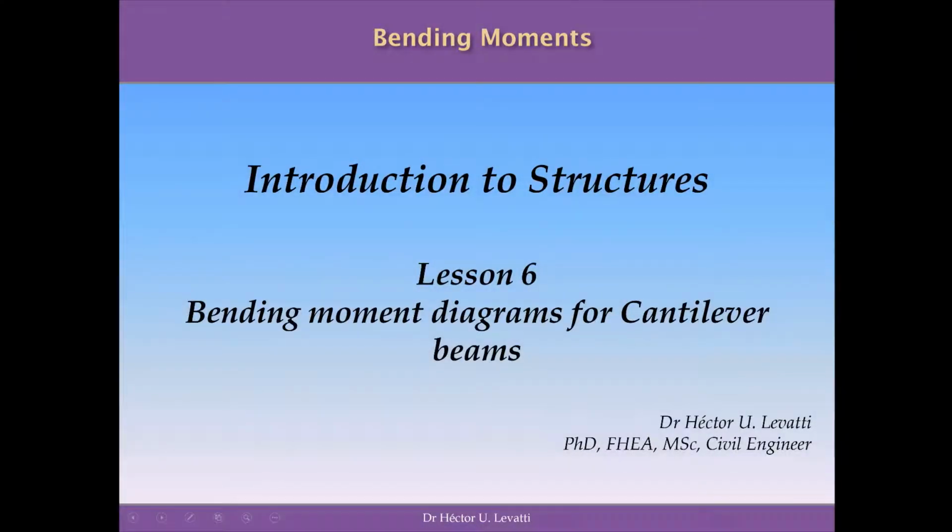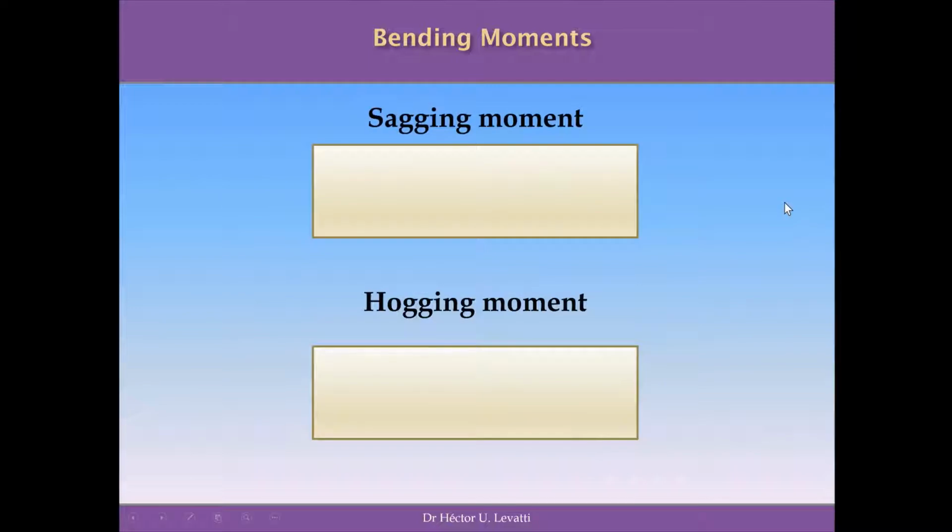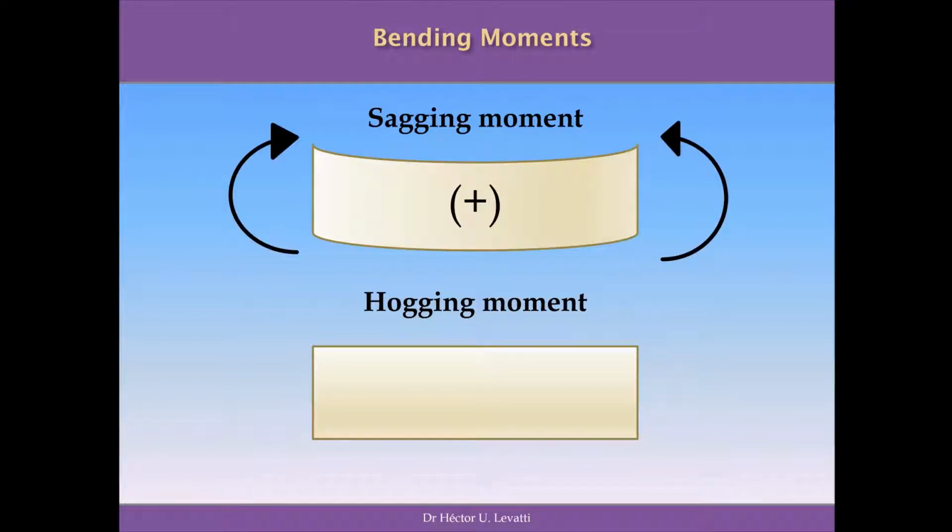This is Introduction to Structure Lesson 6, Bending Moment Diagrams for a Cantilever Beam. Let's remember that for bending moments we have two possibilities. We have sagging moments, when the external load bends the beam in this way, producing compression on top of the beam and tension at the bottom of the beam, and this is considered a positive moment in our convention.